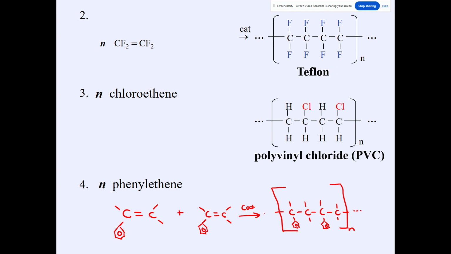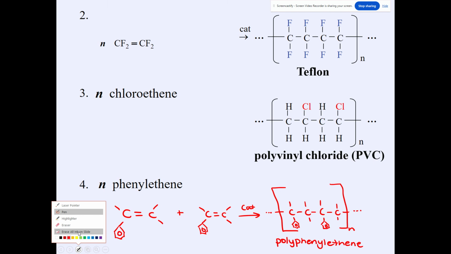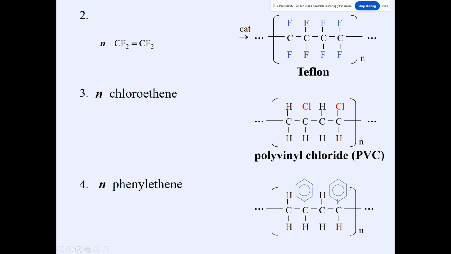Okay, so this is IUPAC polyphenylethene. And again, the classical name of this one is, I believe, styrofoam. Polystyrene, also known as styrofoam. Okay, you don't have to draw the H's like before. You can just draw lines going to nothing, or you can draw the H's.